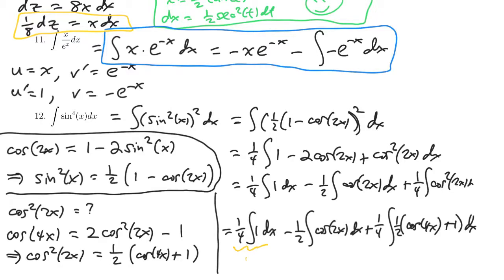This is obviously very easy. This is just 1/4 times sine of 2x, not too bad. The antiderivative of cosine 4x is 1/4 sine 4x, and there's another plus 1 there. So the trig identities break this down into integrals of cosine 2x and cosine 4x, but those are much easier than ones that have powers of sine or cosine.